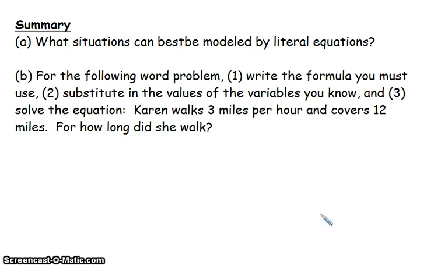And then summary B. For the following word problem, there are 3 things you must do. First, you write the formula that you must use. Second, you substitute in the values of the variables you know. And then third, solve the equation. So basically you're doing everything we've done in the last few problems for this word problem. Now we'll tell you the formula. If you're not really sure, please go to page 110 and look at your formulas. The formula you need for this word problem is actually on that page. So please make sure you answer both summary questions before moving on.